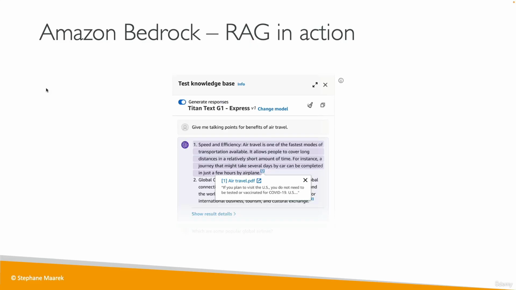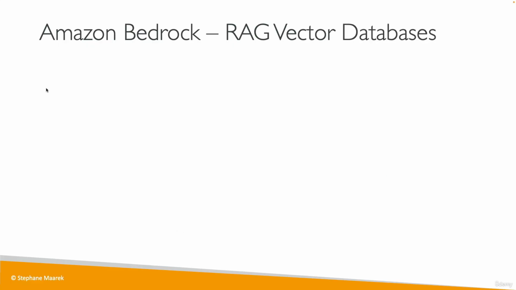So how does that work? Well, here we have an example. Give me talking points for benefits of air travel. As you can see, one of these talking points has a little one on it and a link to airtravel.pdf, and that PDF may be in Amazon S3. So this is an example where the RAG and the knowledge base has been used to give an answer to a specific prompt. So everything needs to go into a vector database.